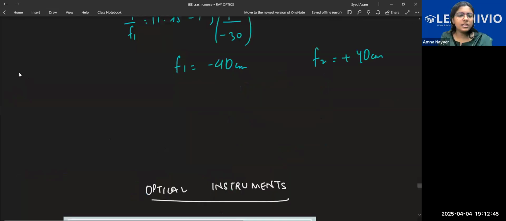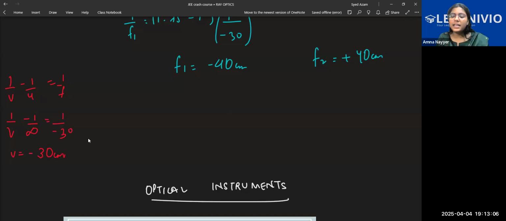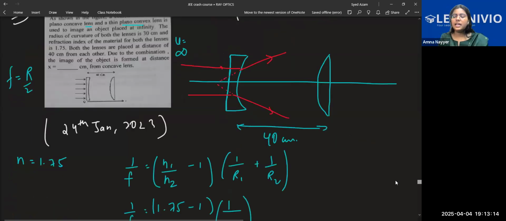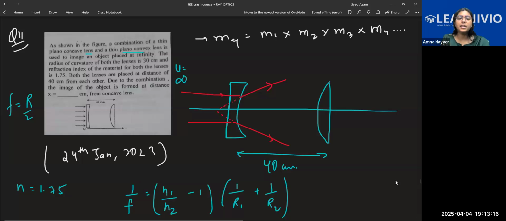Even if you go by the calculations, even if you perform 1 by v minus 1 by u is equal to 1 by f, 1 by v minus 1 by infinity is equal to 1 by minus 30. So here, you know, v is equal to minus 30 centimeter. What is this minus 30 centimeter? Minus 30 centimeter is basically where the image has been made, right? The image is made 30 centimeters in front of it, right?